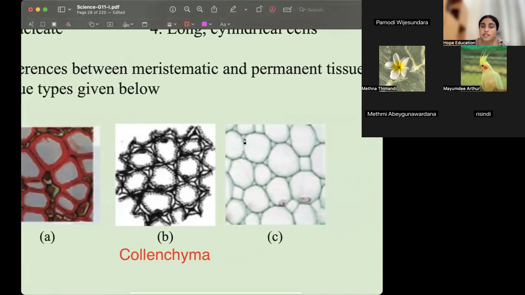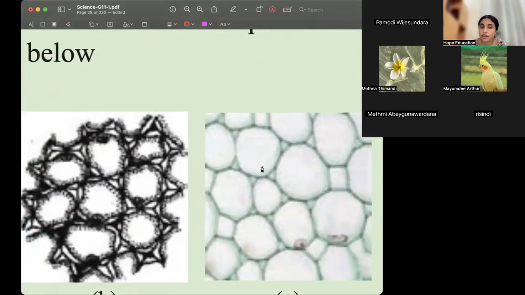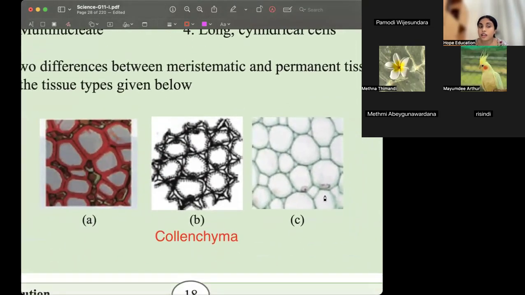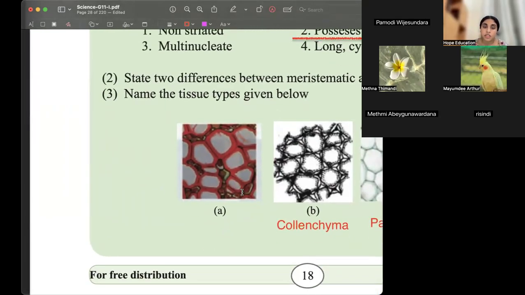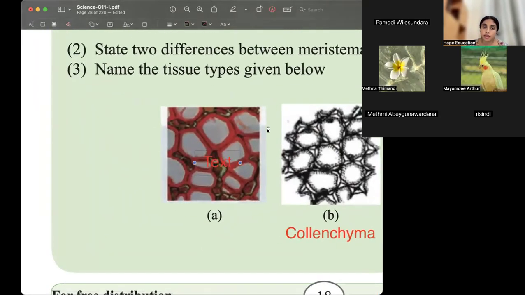Take C: these are like spheres, round in shape. On seeing that you should understand it is parenchyma. Round cells mean parenchyma. So the first one is sclerenchyma. The fibers in sclerenchyma are very hollow, right? And these scattered ones are sclereids. Sclereids and fibers are why it looks like two types. So A is actually sclerenchyma.